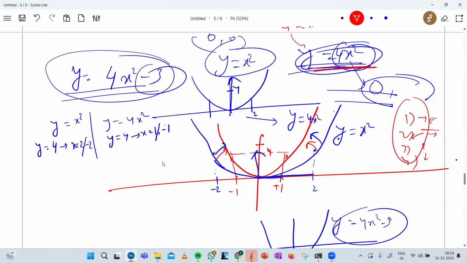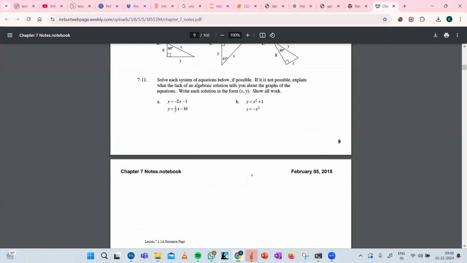Like what I did, I just put the values here. I put 4, and then I saw, okay, so this is the entire thing, what is happening. So this is this problem.